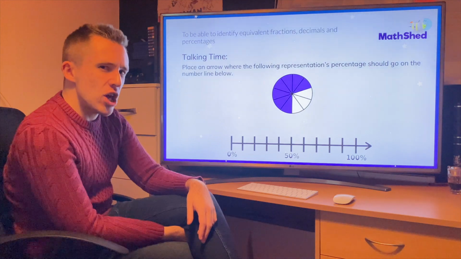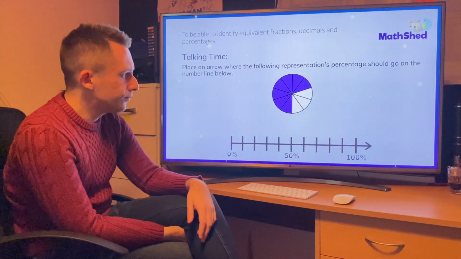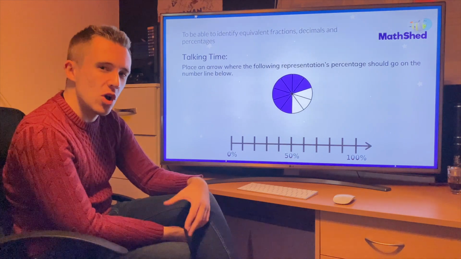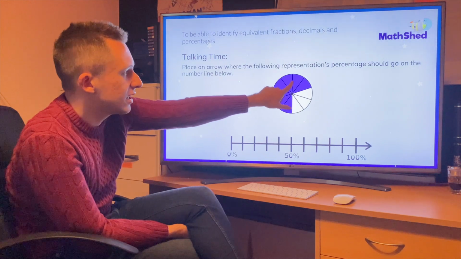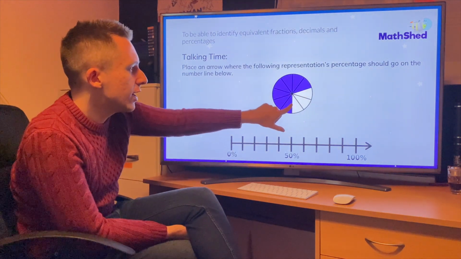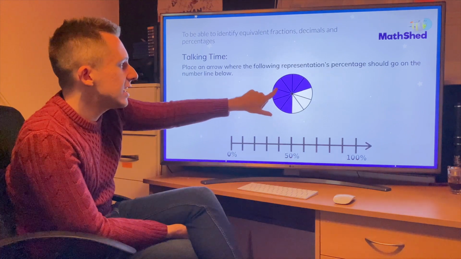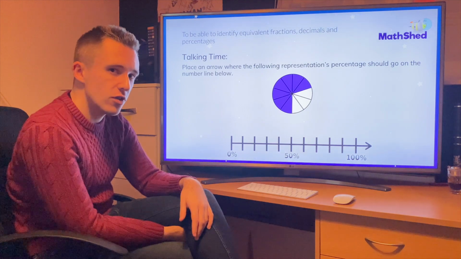Okay, so this time it's changed a bit. We've not got a grid out of 100 this time. The first thing we need to do is work out how many parts we've got. So let's start here and count round. 1, 2, 3, 4, 5, 6, 7, 8, 9, 10. So we have got 10 parts.